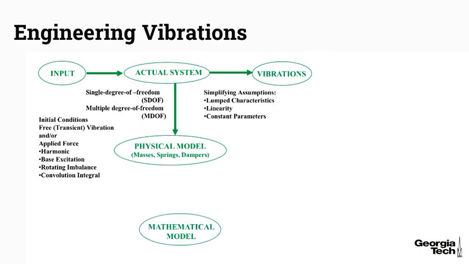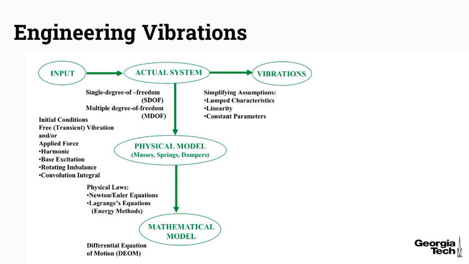The next topic will be then to take that physical model and put it into a mathematical model that we can study. And to do that, we're going to use physical laws like Newton-Euler equations, F equals ma, for instance, Lagrange's equations, energy methods, and that will allow us to come up with a mathematical model which will be in the form of a differential equation. There it is, the differential equation of motion, which I will abbreviate throughout the course as the DEOM.